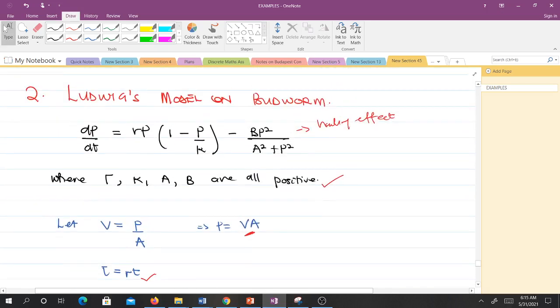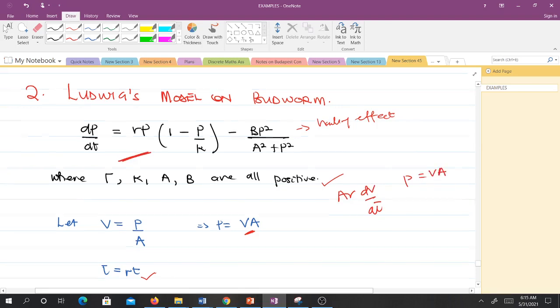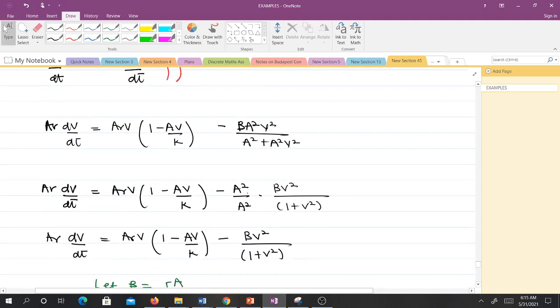So now we come here and we take this and we put it inside this. So wherever we find dP/dt, we'll write this. Wherever we find P, we write V times A. So doing that, we'll get AR dV/dτ equal to AR V (1 minus AV over K) minus B A squared V squared over A squared plus A squared V squared, right? So when it comes here, we can factorize A squared out from both the numerator and the denominator. So when you do that, we are going to get this, and they can cancel out to give us what we have here.